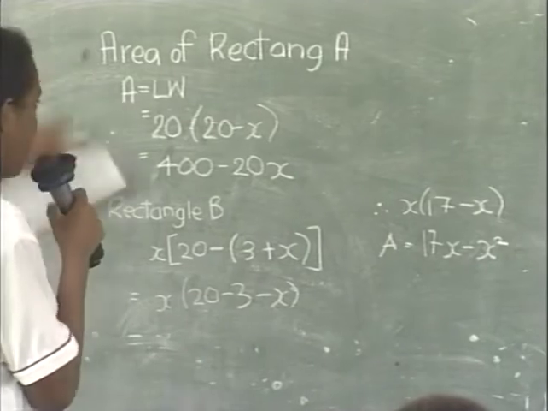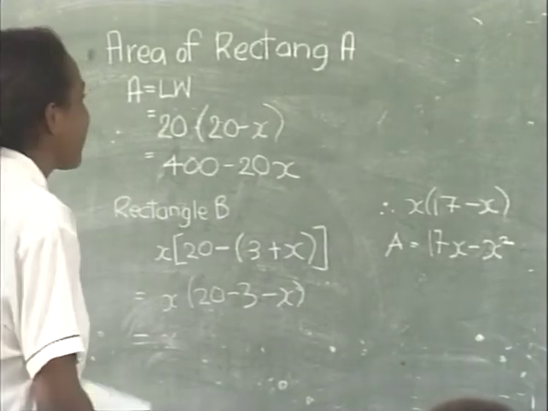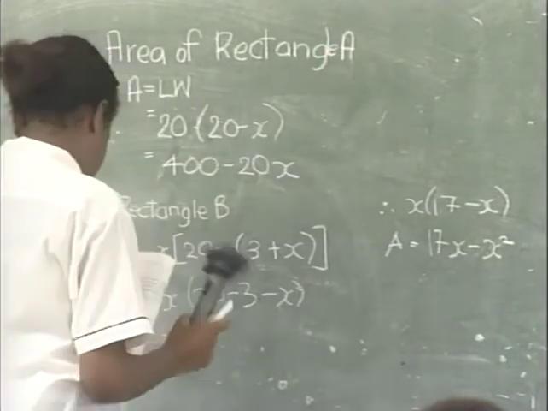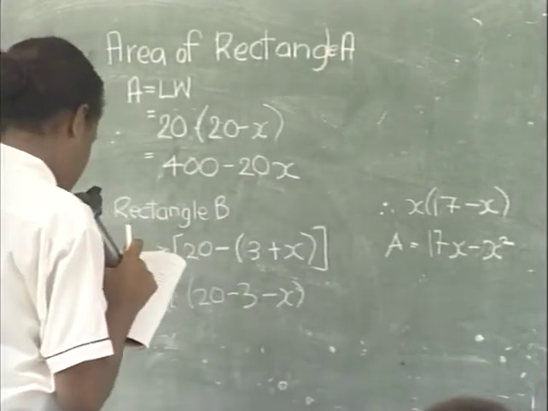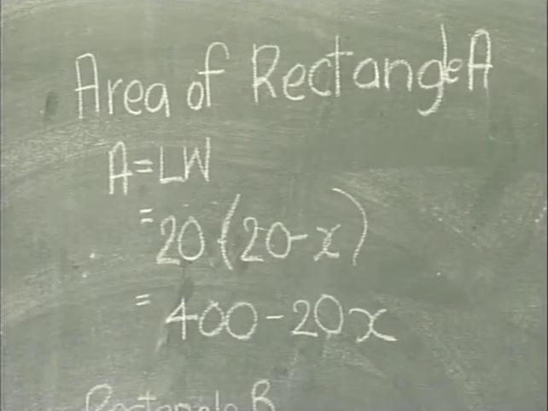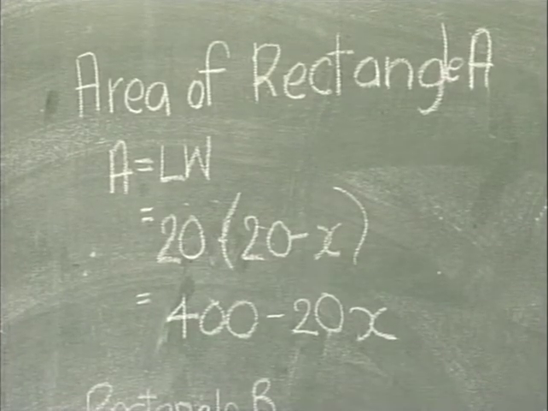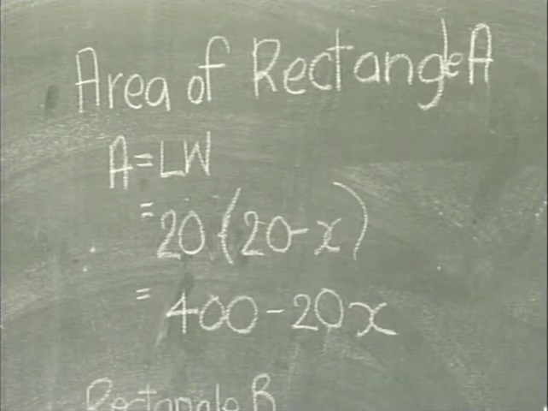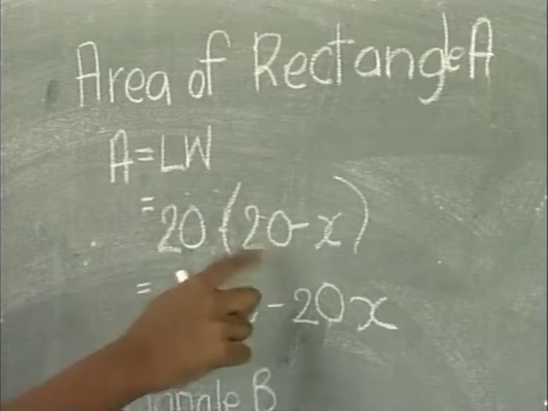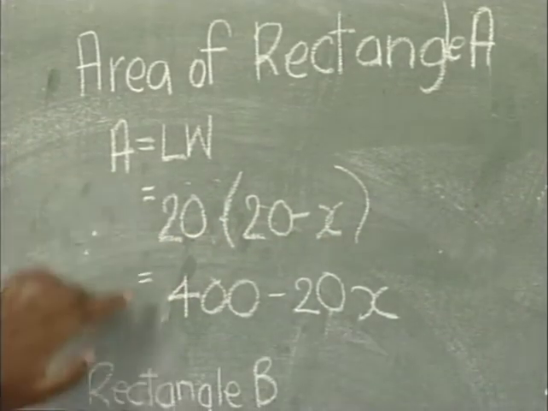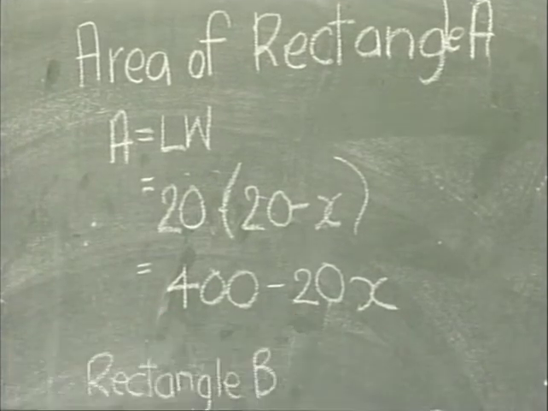The question was to find the area of the shape. I'm writing an expression for the area of rectangle A. Area of a rectangle will be length times width. The length is 20, and the width, they didn't give it, so we minus x from 20, so we got 20 times (20 minus x) inside a bracket. We expanded it, it will be 400 minus 20x.